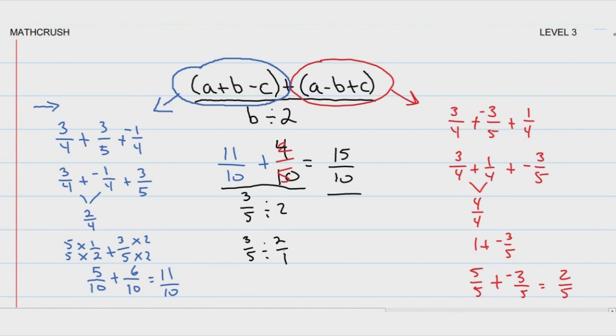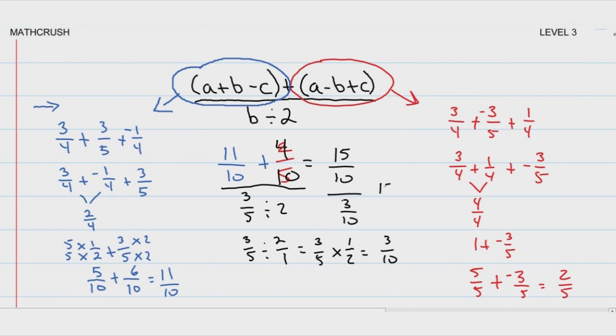You see how I just put a 1 on the bottom of the 2 to make it into a fraction? Now I can change that into multiplication to solve it really quick. I take the reciprocal of 2/1, or flip it. I get 1/2, which gives us 3/10.